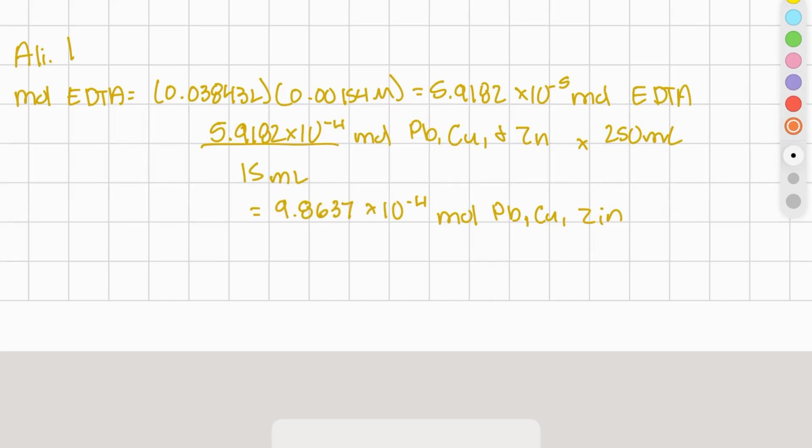Ooh, that's hard to see. I'll go with yellow. It's better. All right.